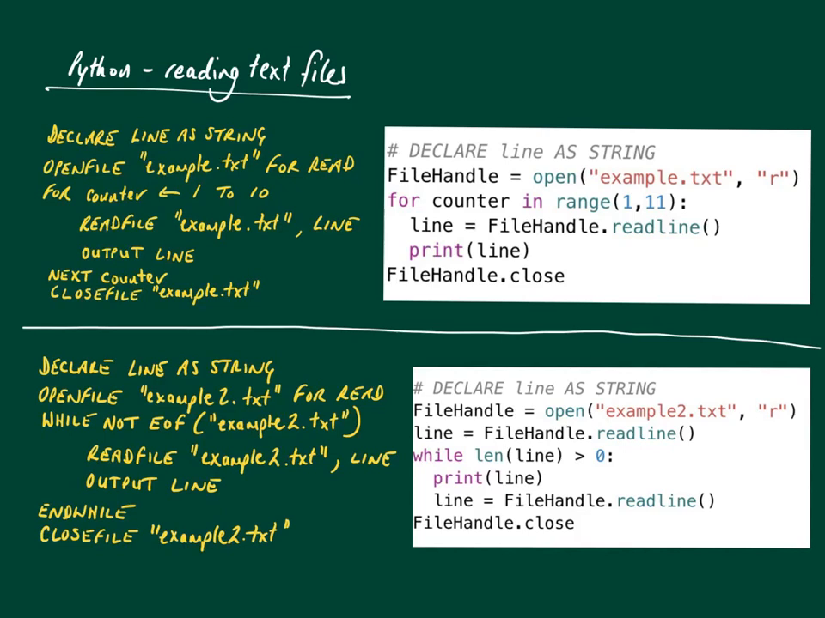Now if it's an empty file, i.e. it has no lines in it, then the length of that first line will be 0. So we test it and we say that while the length of the variable line is not 0, i.e. it's greater than 0, i.e. it has something, then we output the line and then we read the next line so that we can test it again. And this is how we can implement end of file in Python. So we continue with the while loop until we reach a line where the length is 0, and then we close the file.